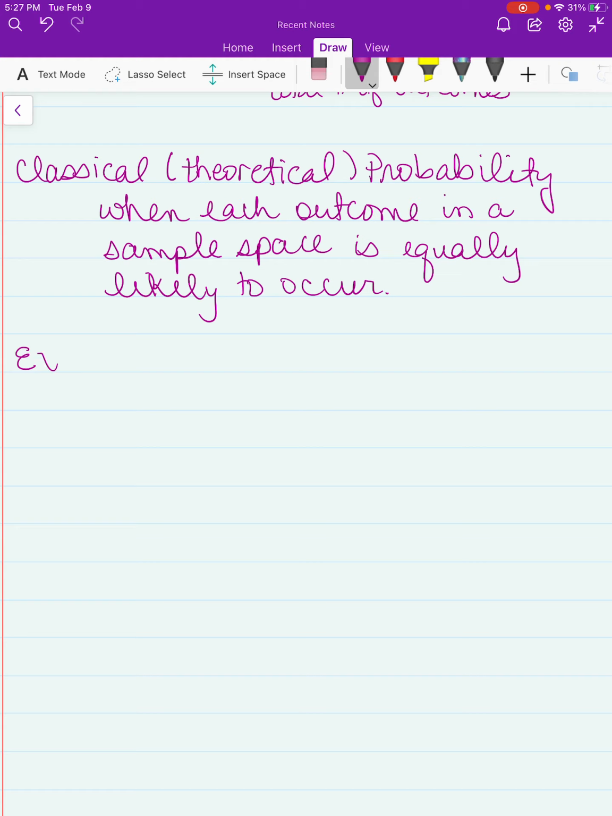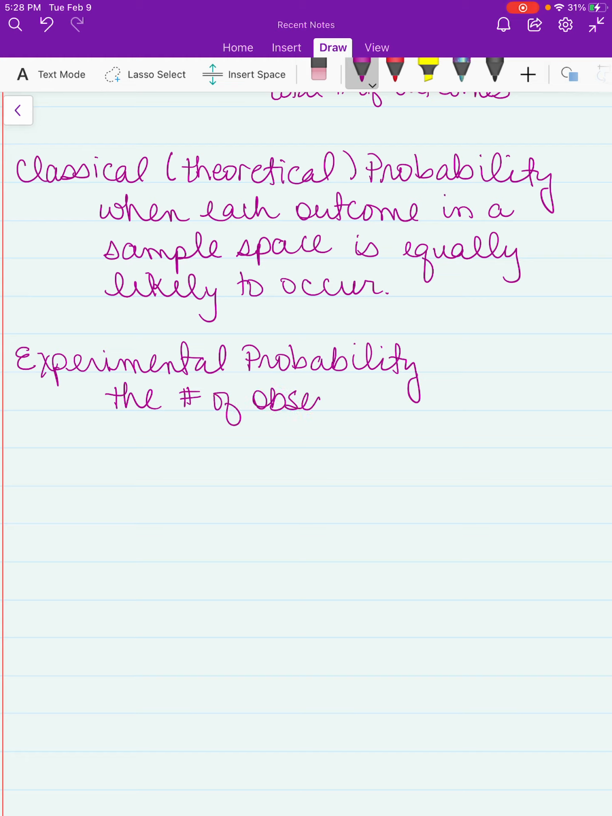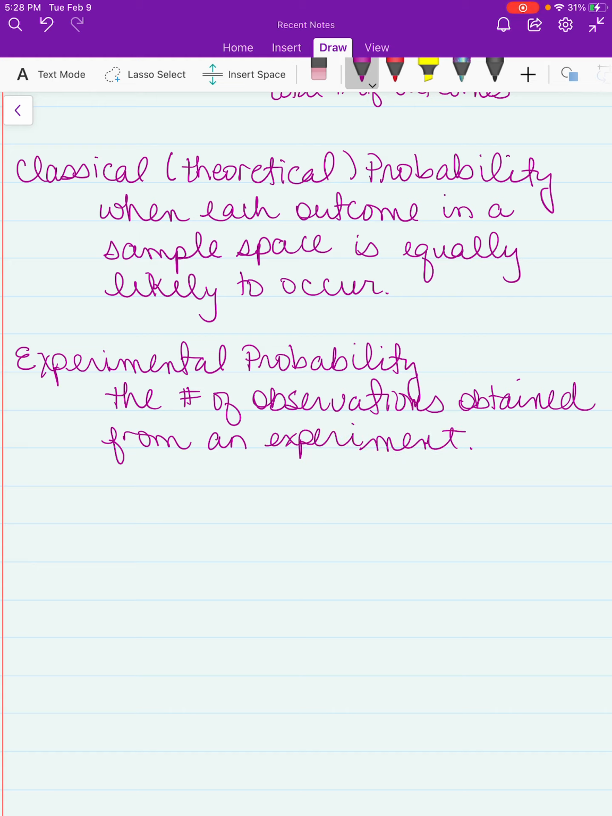The other type, or one of the other types, is experimental probability, which is the number of observations obtained from an experiment. So if my experiment was flipping a coin 50 times and I got 47 heads, then 47 out of 50 would be my experimental probability. So it's actually what happens when you do the experiment.